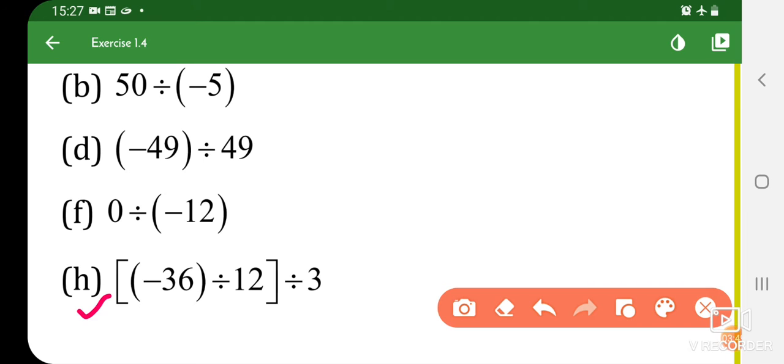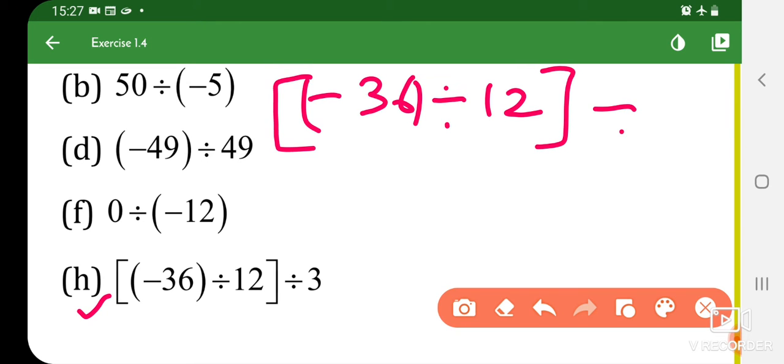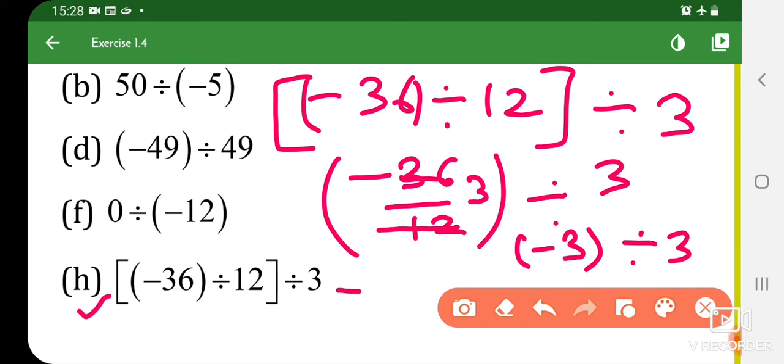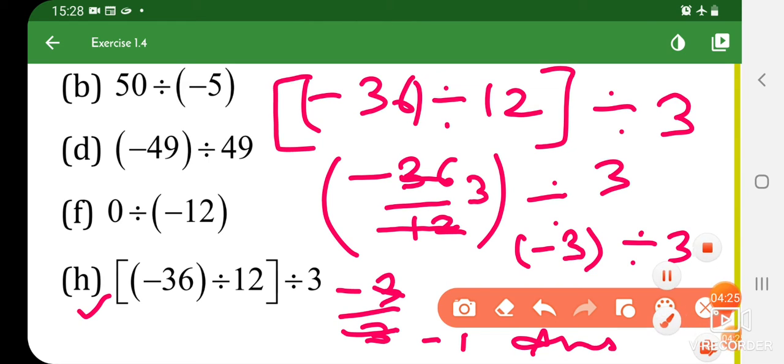The next question is H, minus 36 divided by 12 and on the outer side divided by 3. Firstly we have to solve this bracket, this minus 36 divided by 12, and on the outer side divided by 3. In the 12 table, 36 comes 3 times. So that is the answer minus 3, and after that divided by 3. When we divide minus 3 upon 3, we divide the whole numbers. 3 ones are 3, and which sign is here? Minus. So the answer is minus 1.